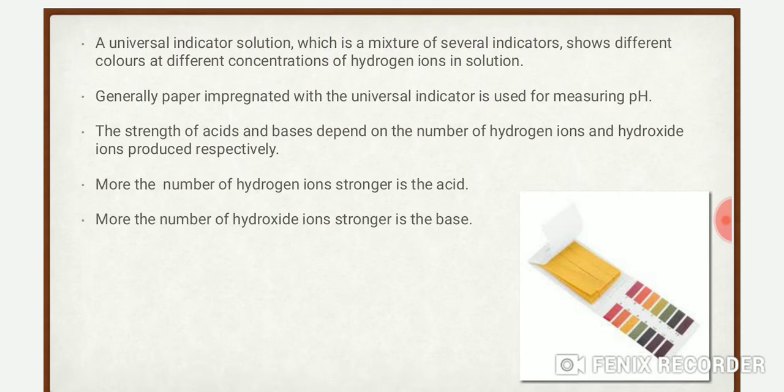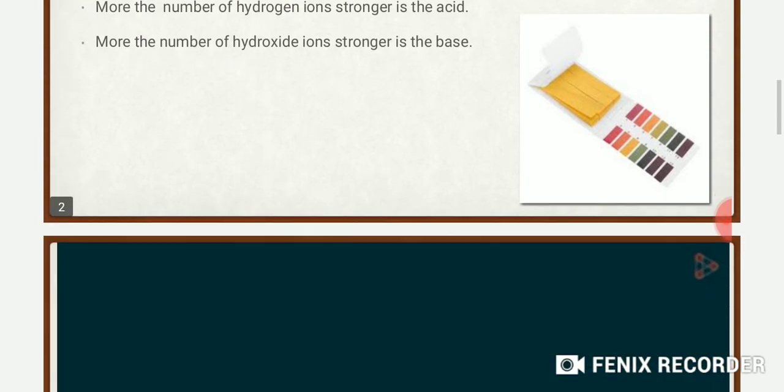A universal indicator solution, which is a mixture of several indicators, shows different colors at different concentrations of hydrogen ions in solutions. Generally, paper impregnated with a universal indicator is used for measuring pH. The strength of acids and bases depends on the number of hydrogen ions and hydroxide ions produced respectively. The more hydrogen ions, the stronger the acid. The more hydroxide ions, the stronger the base.